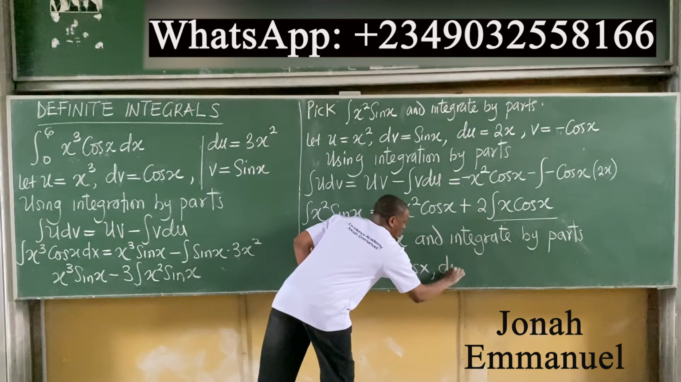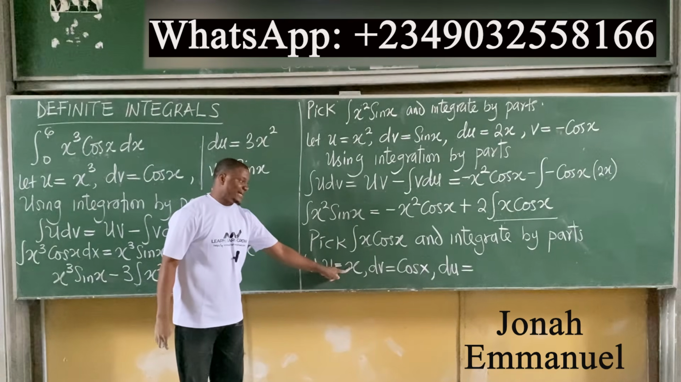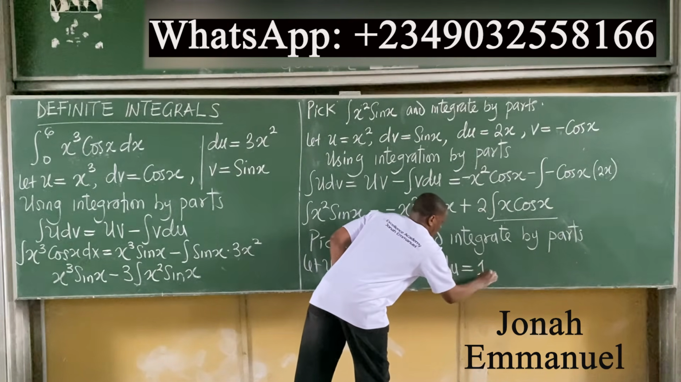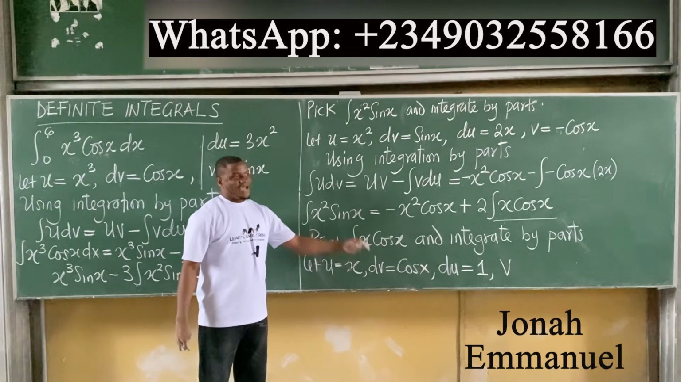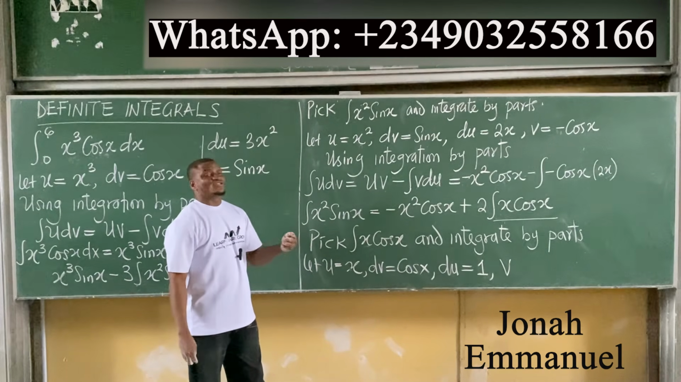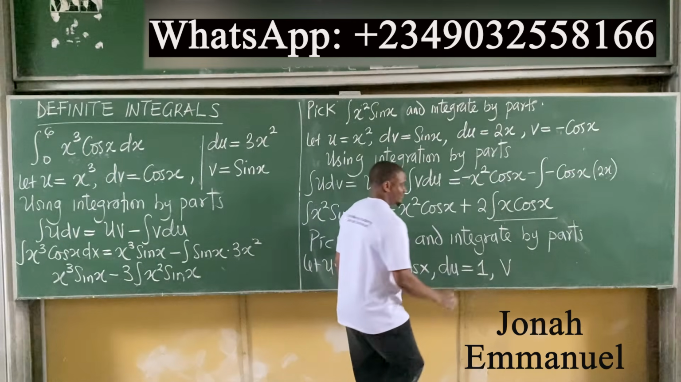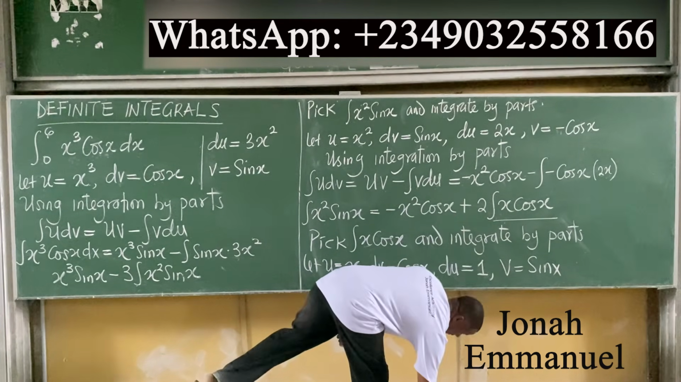I've gotten u. I need to find du. To get du, that means I am differentiating. Please differentiate the u term. Differentiate x. What do you get there? 1. I have the v. I need to find v. To get v, I have to do what there? Integrate. Please integrate cos x. What do you get there? Let's put this into the formula and see what we get.